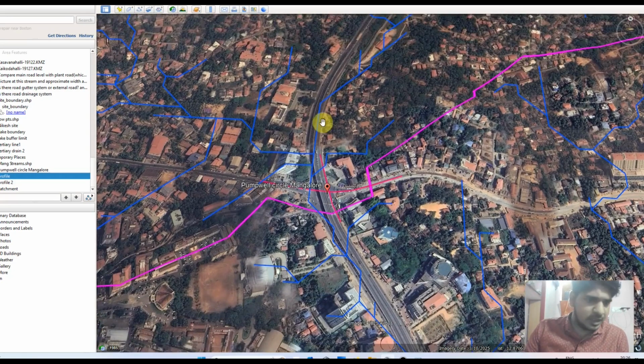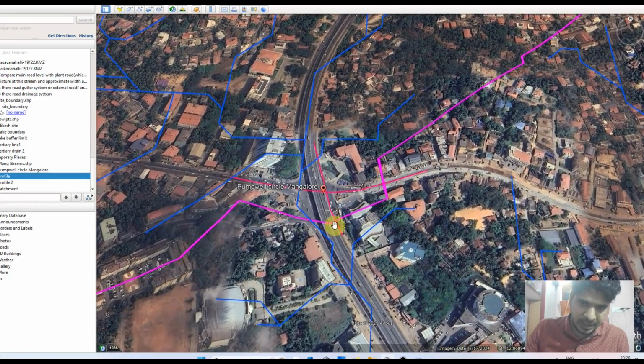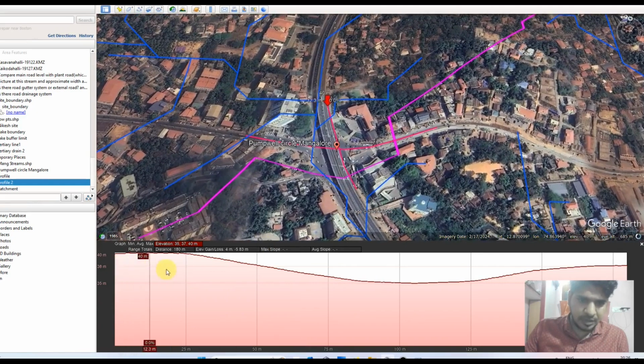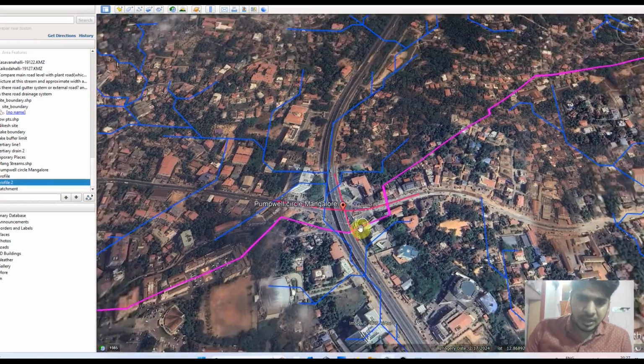And one more, I have the north to south line, the red color line you can see. So I have the north to south profile, and it shows the same thing: the junction itself is the sag point. That is the reason we are getting stagnation of water, and why this Pumpwell is facing flooding issues over the period of time since its construction was completed.